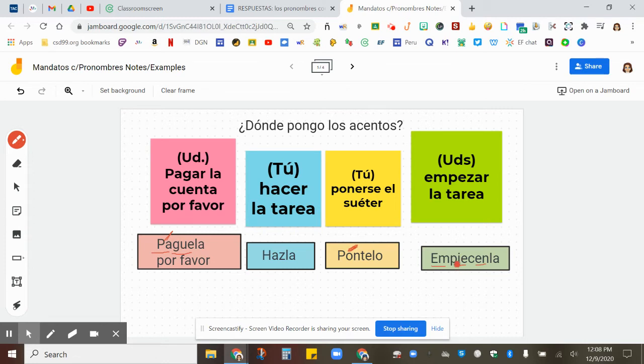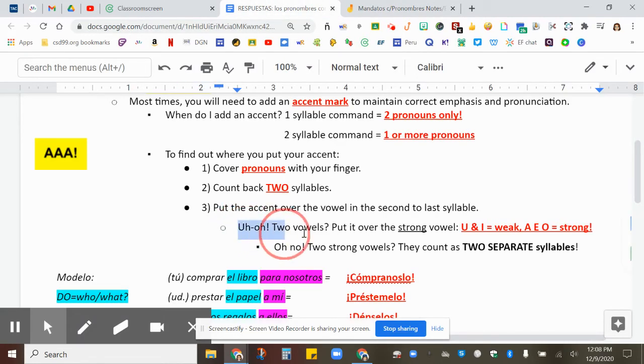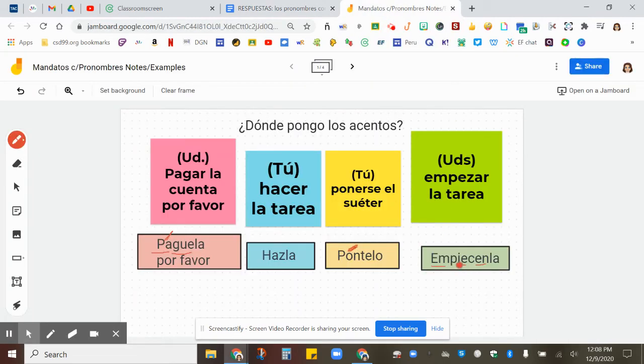Wait a minute. I've got two vowels here. I have two vowels in my second to last syllable. Do I just eeny, meeny, miny, moe, randomly pick one? Oh, it looks cuter here or there. Nope, there's a rule for that. If you're stuck with two vowels in that second to last syllable, put the accent mark over the strong vowel. U and I are weak. Remember that. U and I are weak. So we'll go in here. I've got an I. I can't put the accent mark there. So I must put the accent mark over the E. Empiécenla. Over the E. English E. Okay?